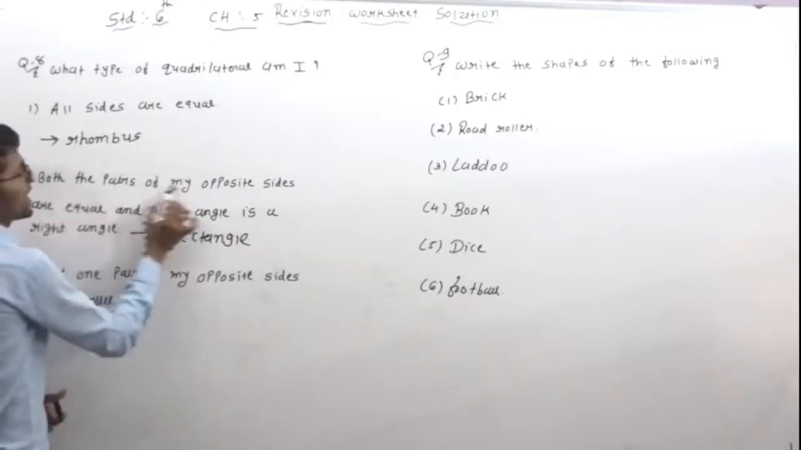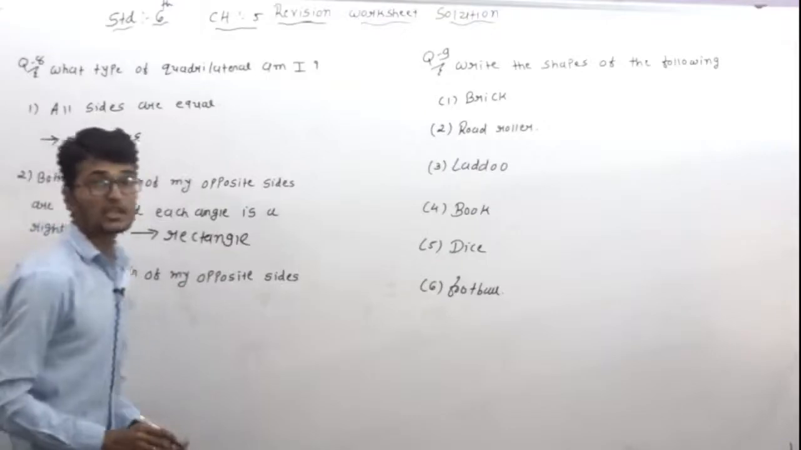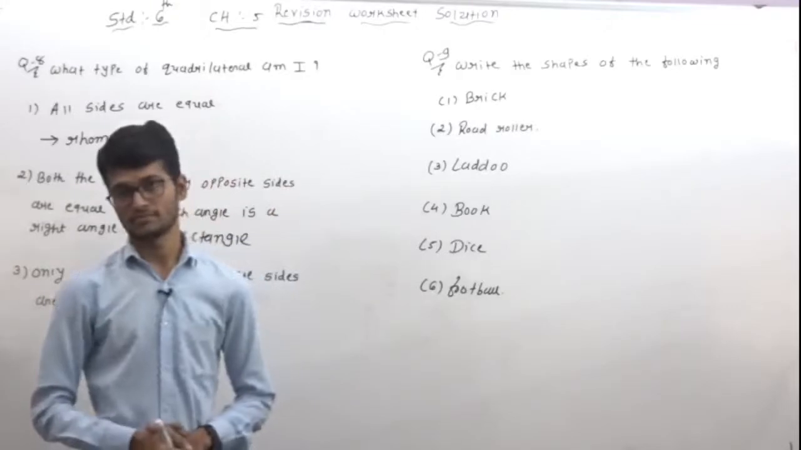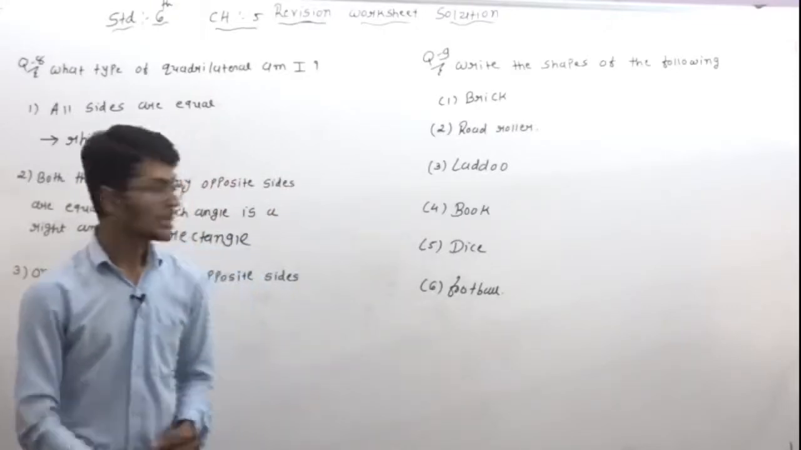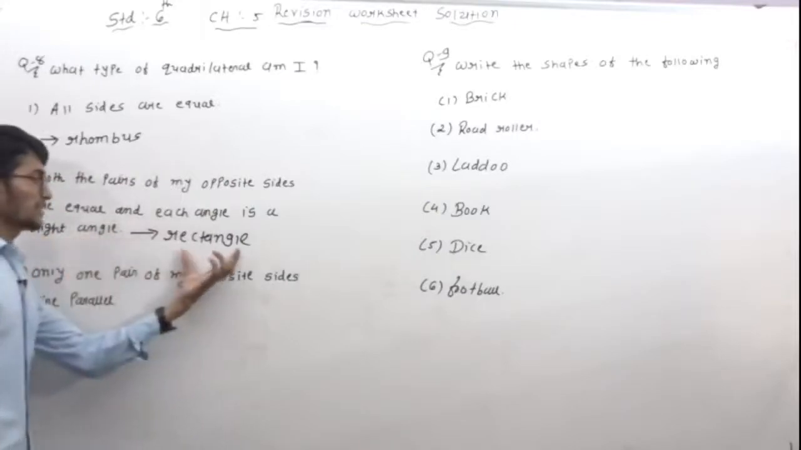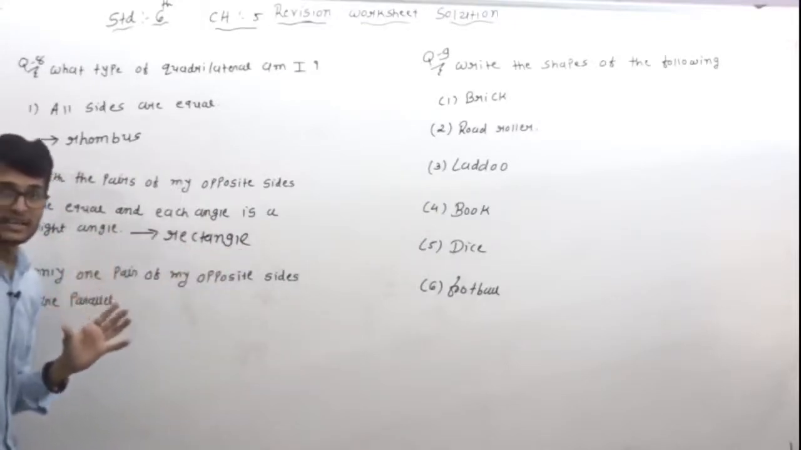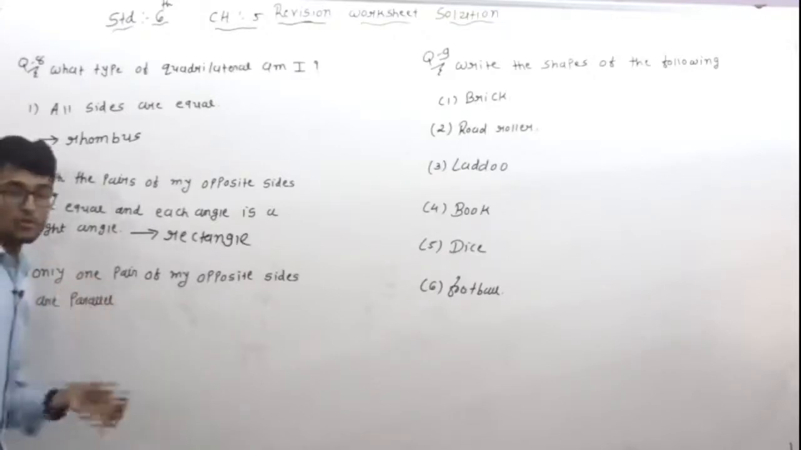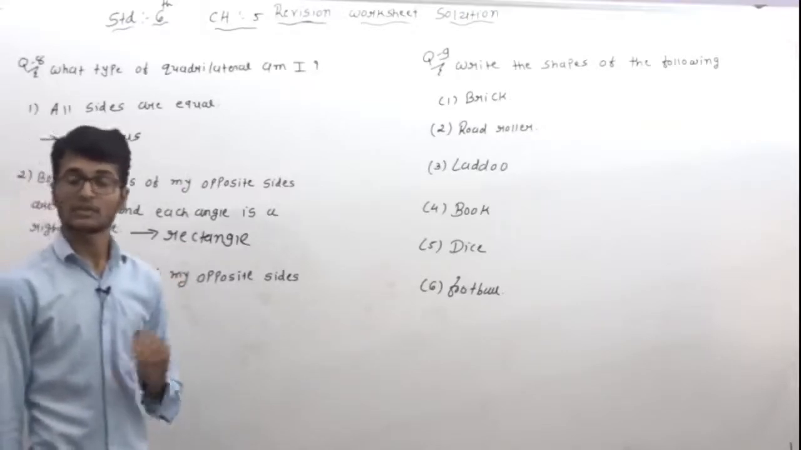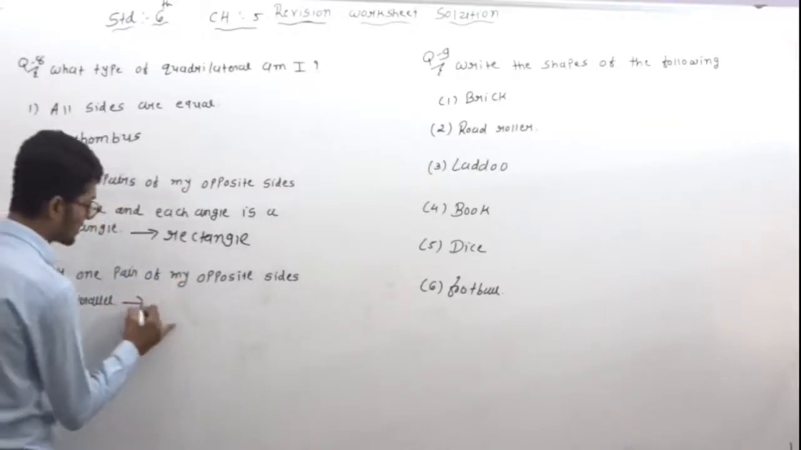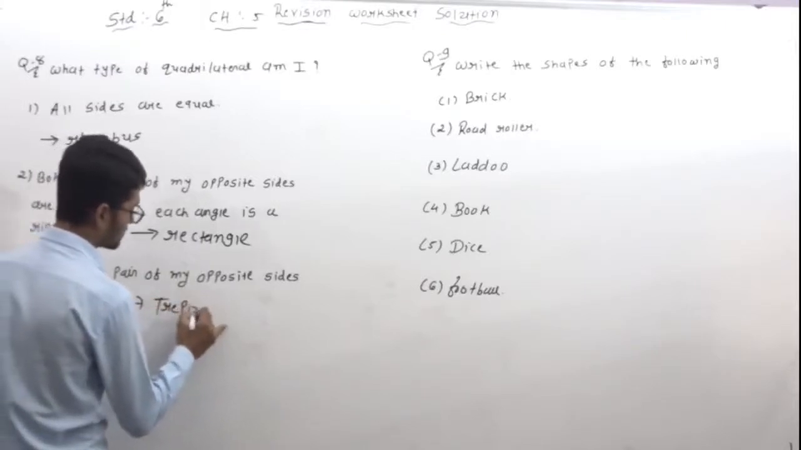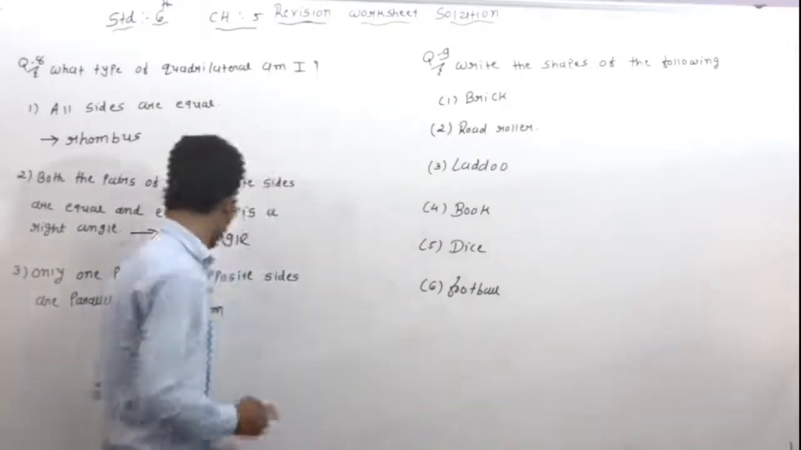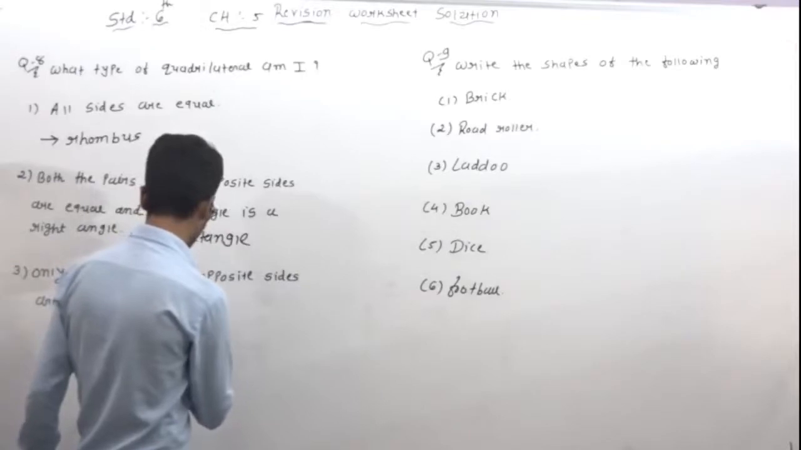If only both pairs of my opposite sides are equal was given, then our answer is parallelogram. Okay? But here it is given that each angle is a right angle, then our answer is rectangle. Understand? Third one: only one pair of my opposite sides are parallel. Only one pair of opposite sides is parallel. Now which type of quadrilateral? This quadrilateral name is the trapezium.